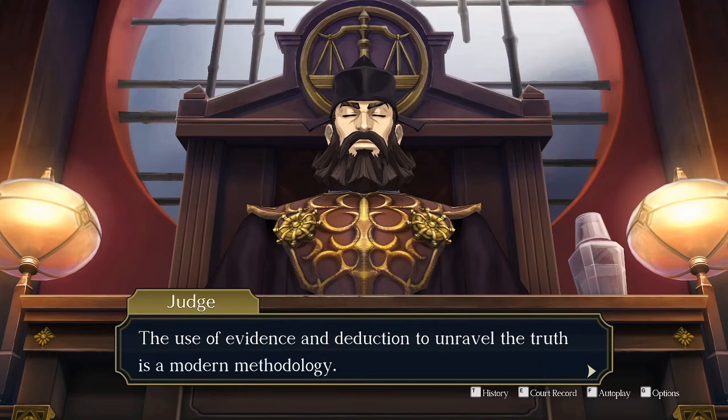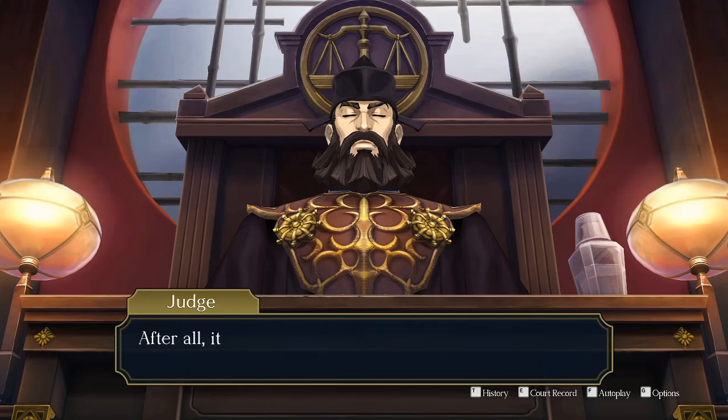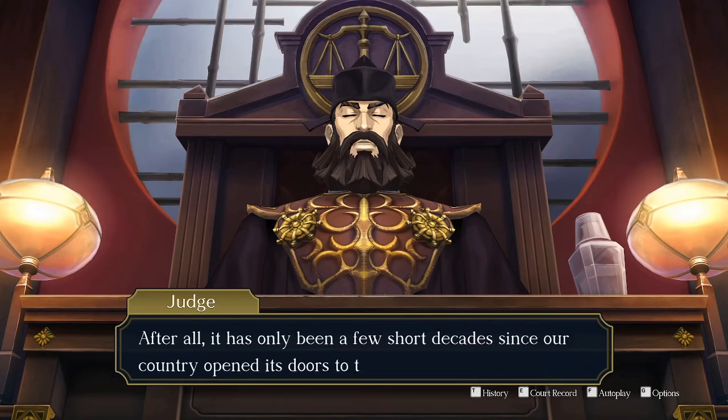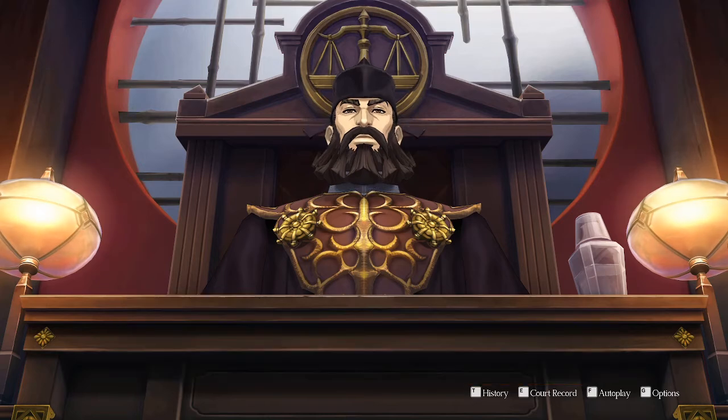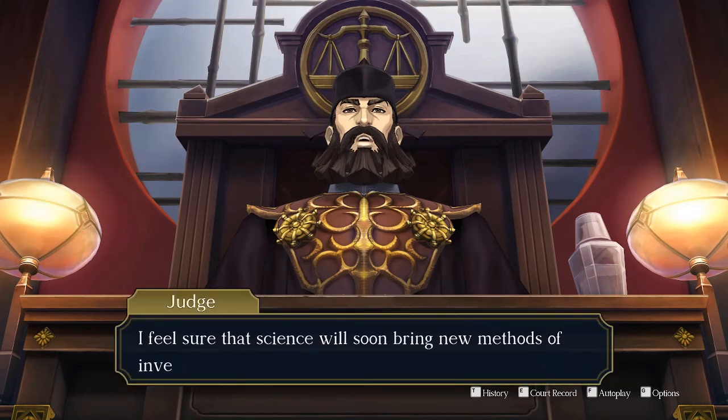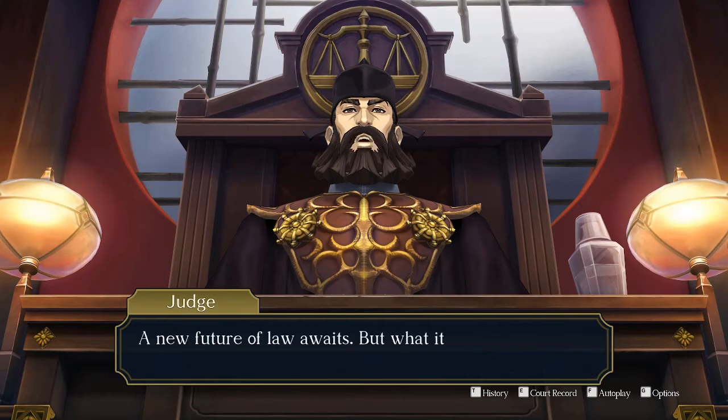The use of evidence and deduction to unravel the truth is a modern methodology. After all, it has only been a few short decades since our country opened its doors to the wide world. But the Western ideas of science are rapidly gaining acceptance here. I feel sure that science will soon bring new methods of investigation and new procedures of justice. A new future of law awaits, but it will look like I cannot begin to imagine. That is for the young to pursue.